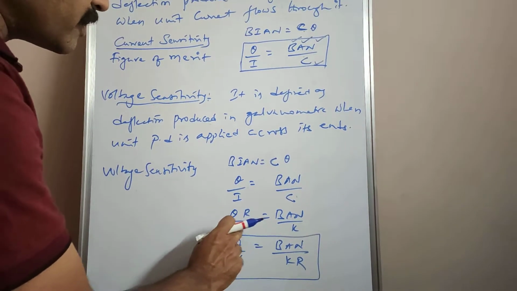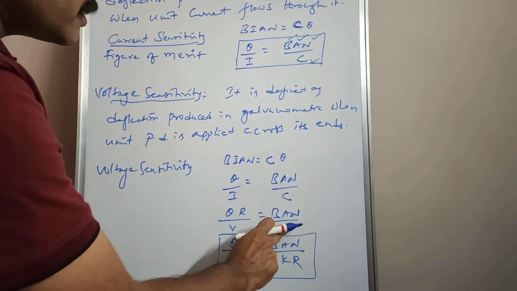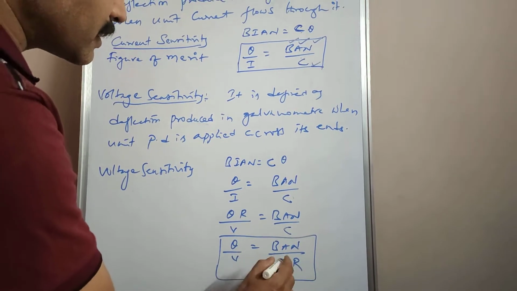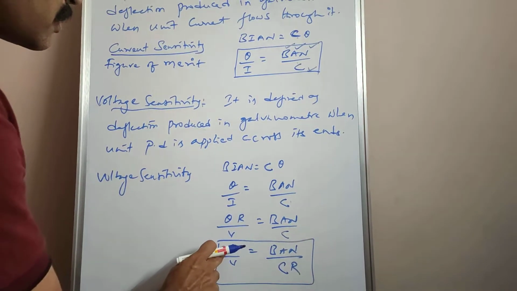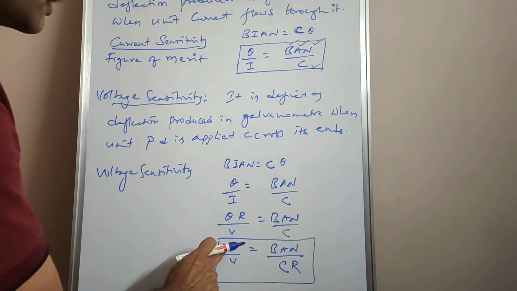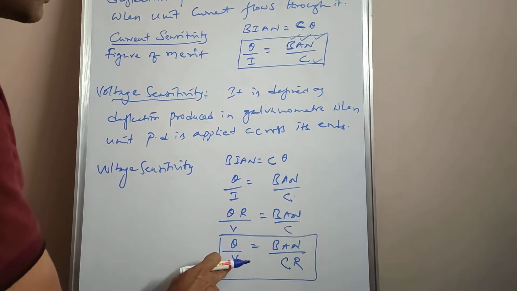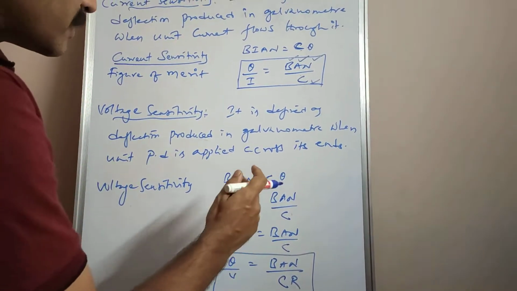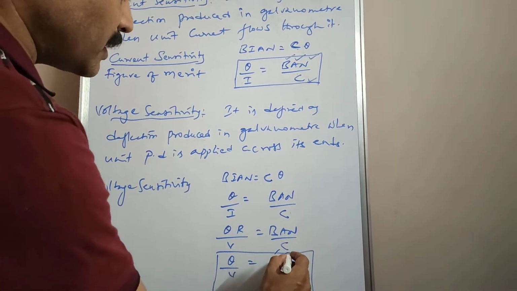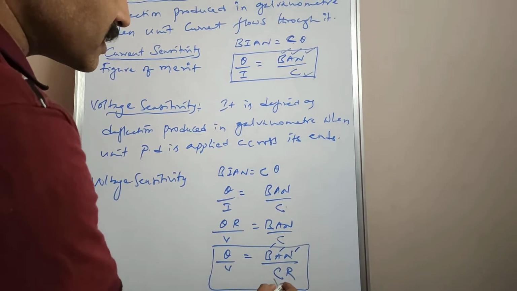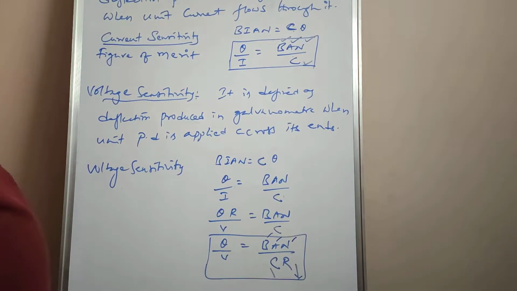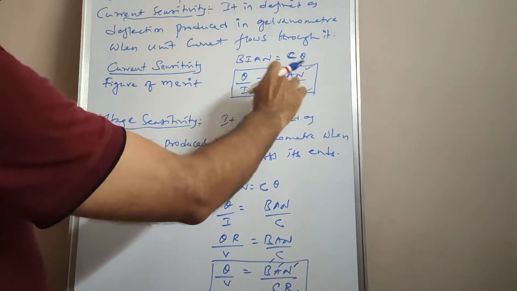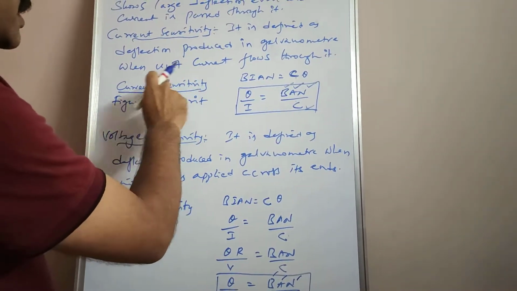So theta R by V is equal to BAN by C, and from that theta by V is equal to BAN by CR. That means the deflection produced in the galvanometer when unit voltage is applied across its ends is called voltage sensitivity. We can increase voltage sensitivity by increasing BAN or by reducing C and resistance. These are the factors on which voltage sensitivity can be increased, and those are the factors for current sensitivity.